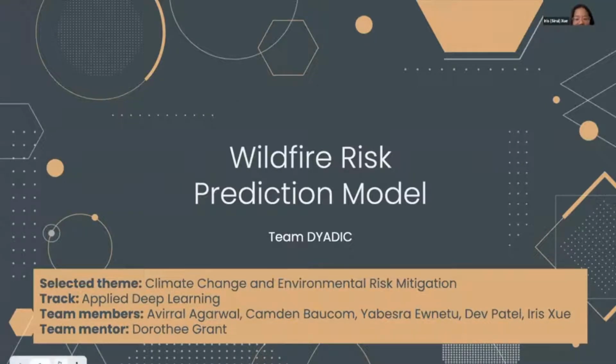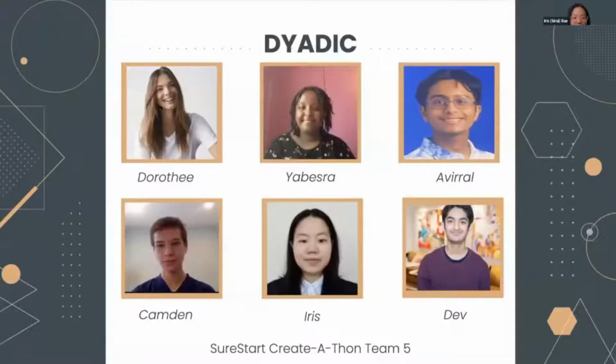We are in the Applied Deep Learning track, and the topic that we chose for our project is climate change and environmental risk mitigation. We built a model to predict the risk of wildfires in California, and we hope that you enjoy our presentation. Our team name is DYADIC, which is made of the first letters of our names.